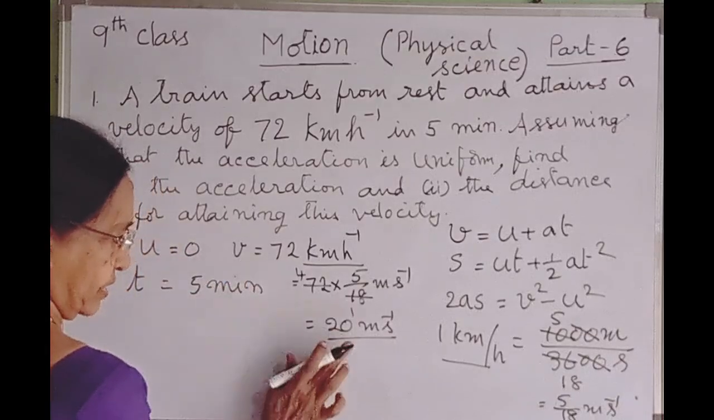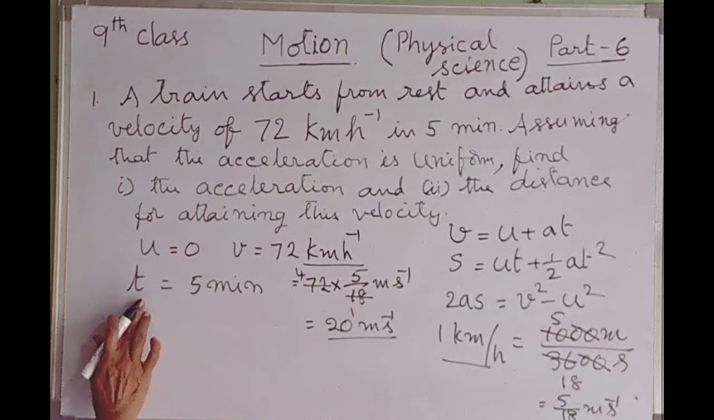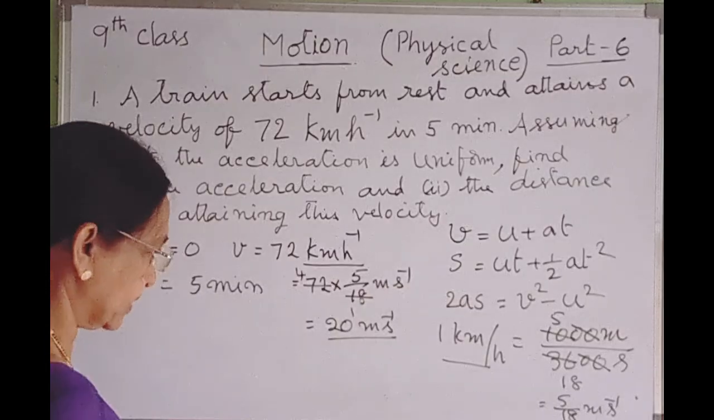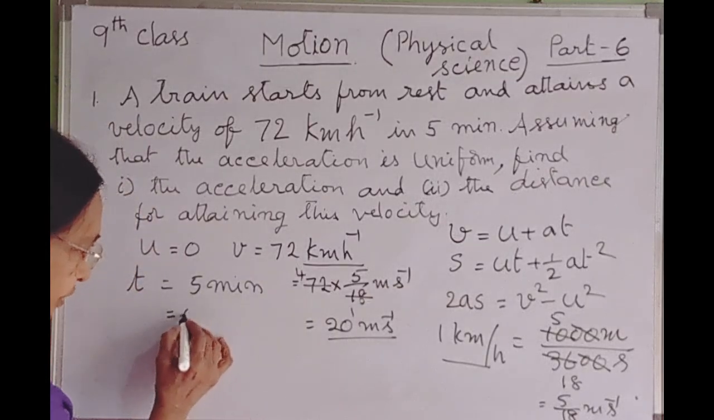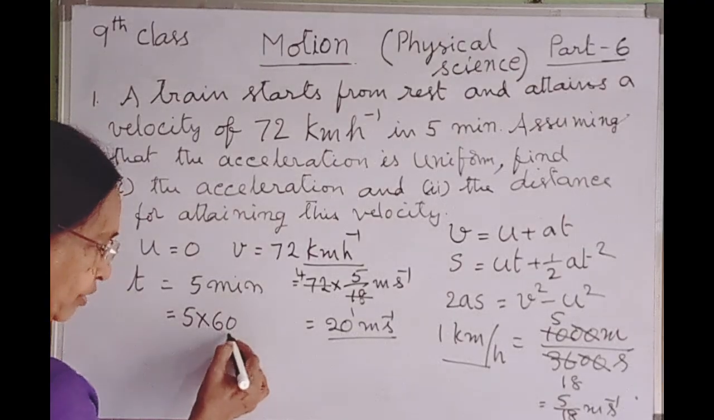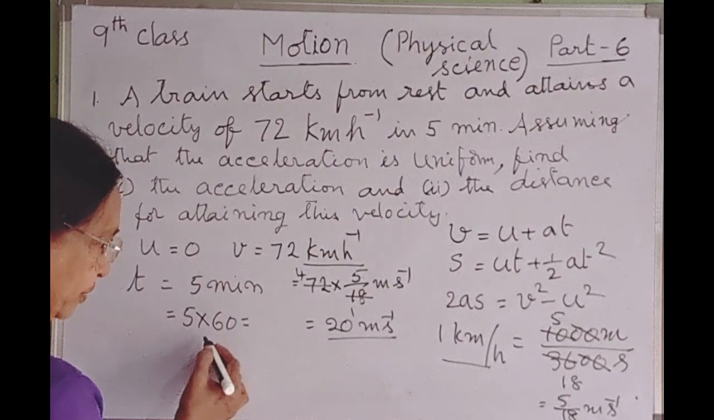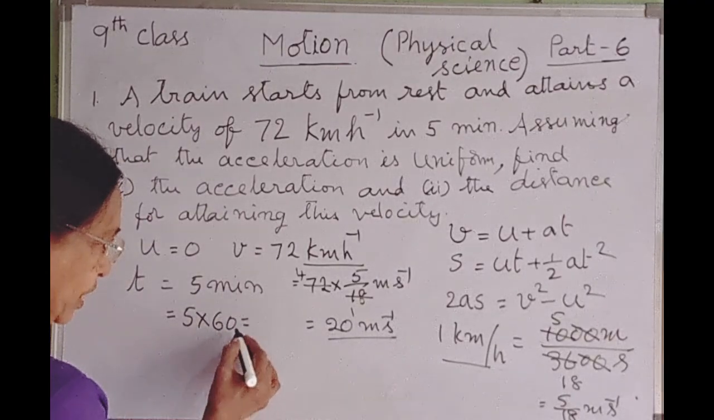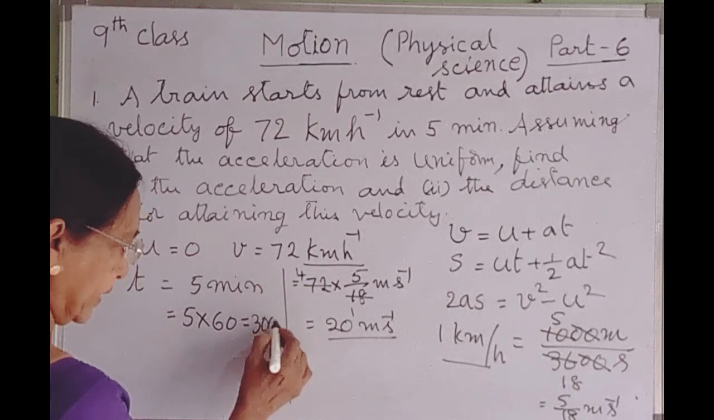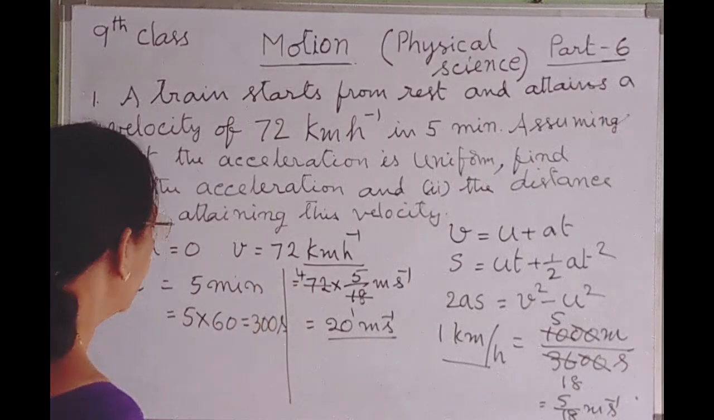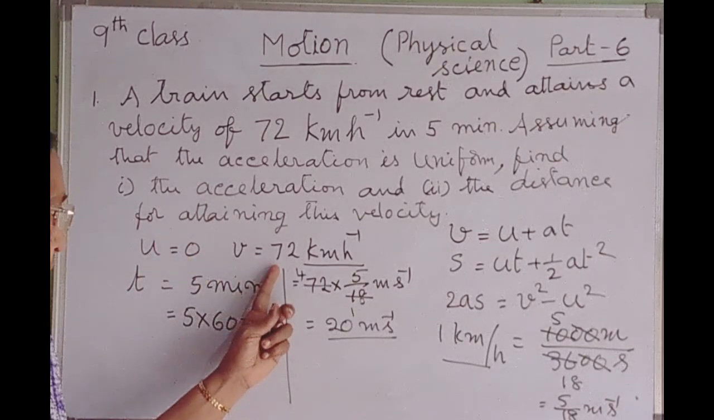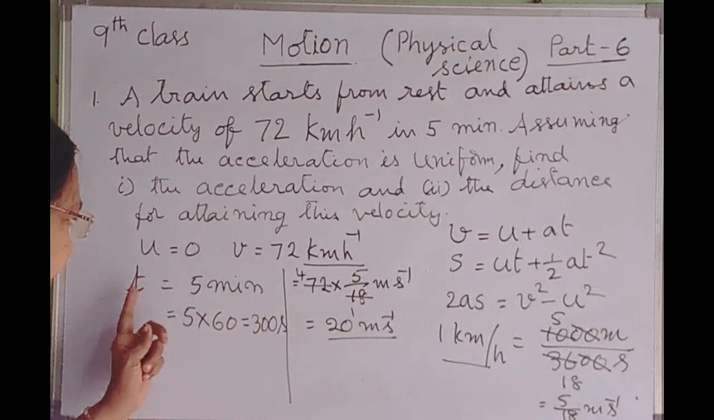So, final velocity is 20 meter per second, and time is given in minutes. The unit for time in the SI system is second. Therefore, we have to convert this minute also into seconds. Each minute is equal to 60 seconds, so 5 into 60 is equal to 300 seconds. v is 20 meter per second, t is equal to 300 seconds.